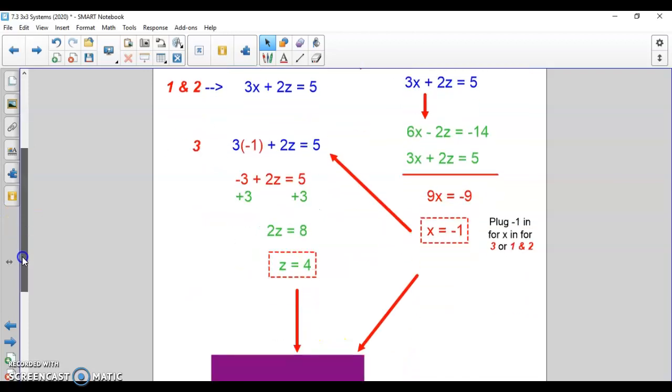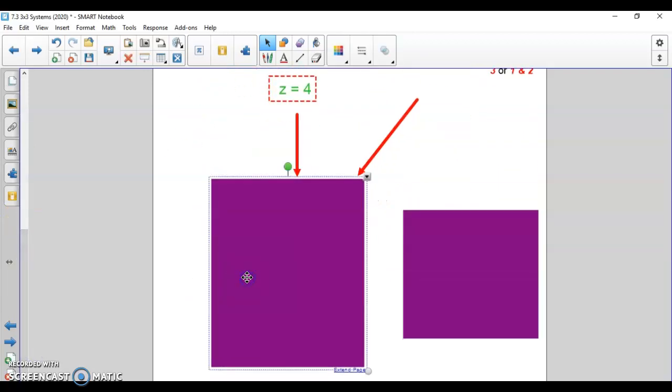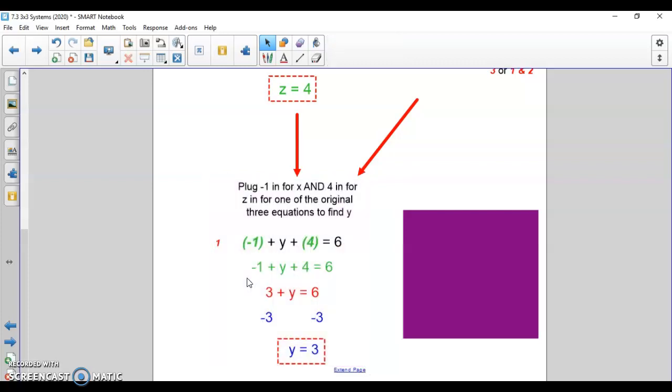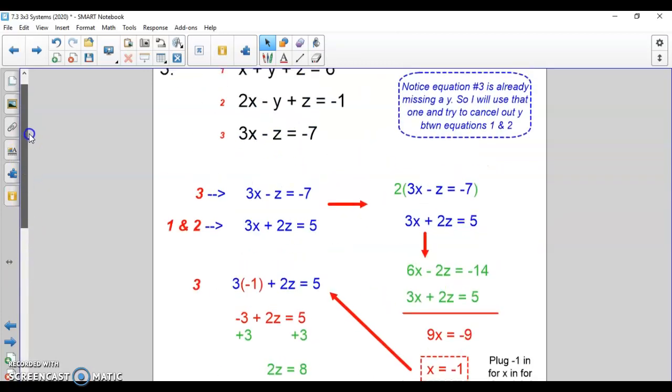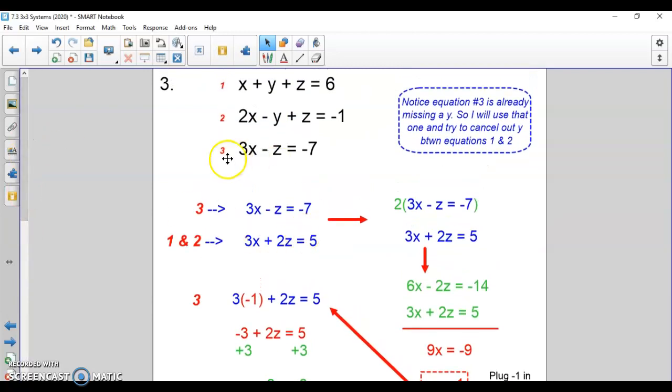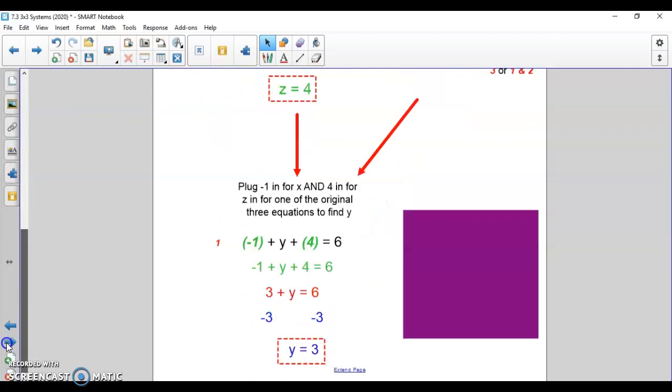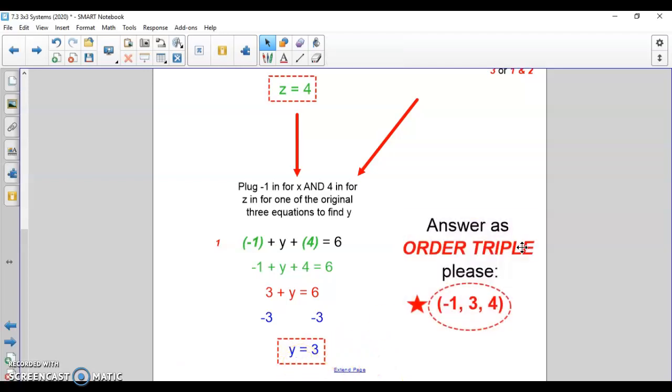Keep going. Plug x and z in to find y. This first equation is best. You obviously can't use equation 3, so you had to pick between 1 and 2. 1, I think, is the obvious choice in this case. You just plug it in. I'm showing a little bit of extra work as usual in my notes. I find out y equals 3, so my triple is -1, 3, and 4.